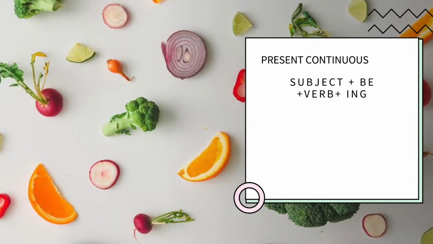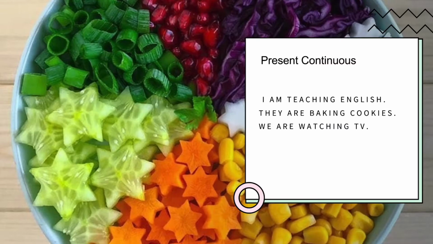The structure of present continuous is subject plus be plus verb plus ing. Right, the ing form. You can use that in these examples. I am teaching English. They are baking cookies. We are watching TV. We can also use present continuous to talk about things that we think are temporary.